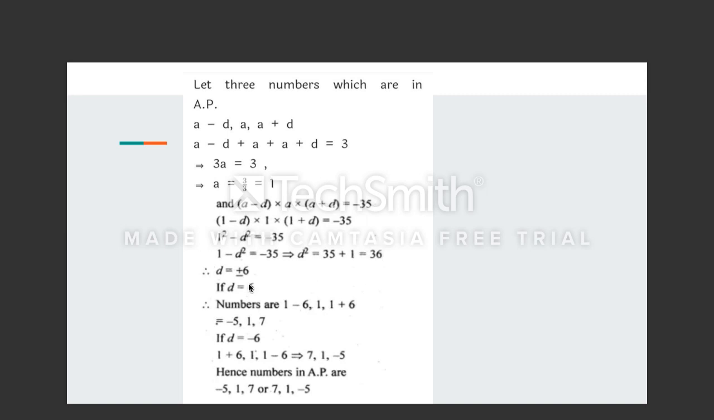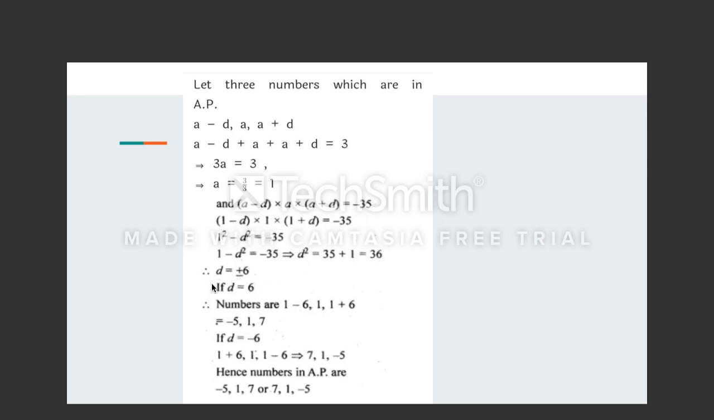If D square is 36, what do I get as D? Plus minus 6, because when we remove the square root we get both the values, because square of plus 6 is 36 and square of minus 6 is also 36. So there are two possibilities.